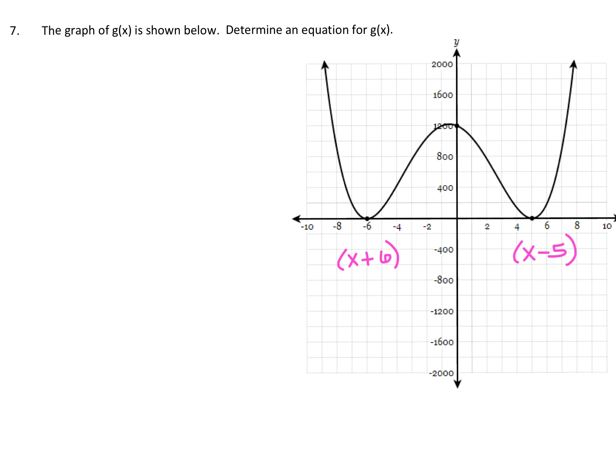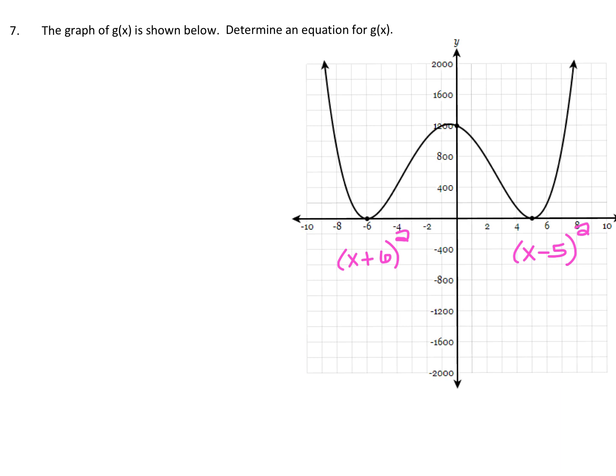Now, if you notice, look at this. Here we have multiplicity. Okay, it's coming down and bouncing off the x-axis. It's not cutting through it. And here we also have multiplicity. So since we have multiplicity on both of those, we are going to put a square on both factors. Okay, we have 2 of each of those factors.